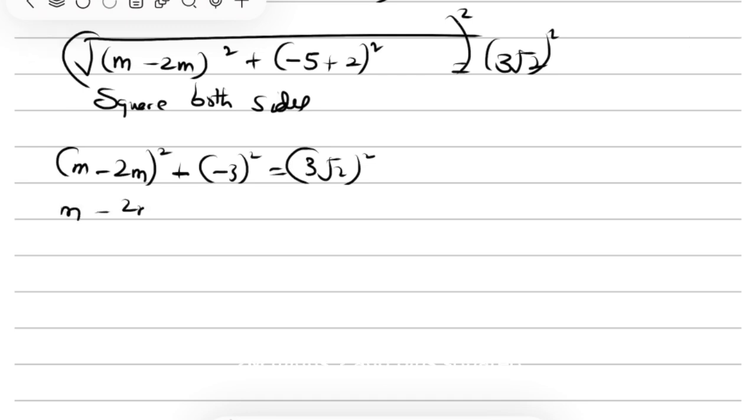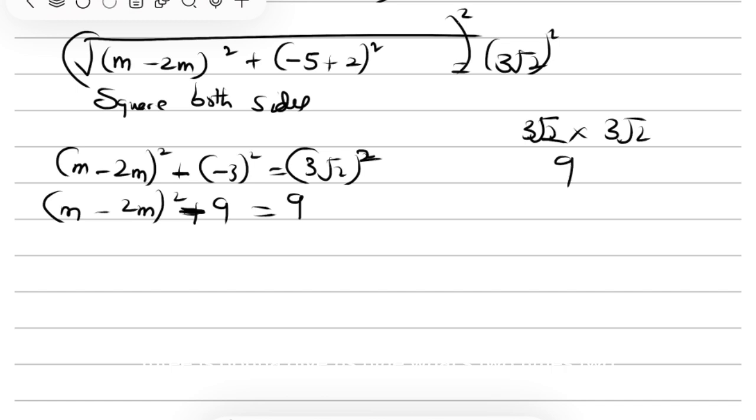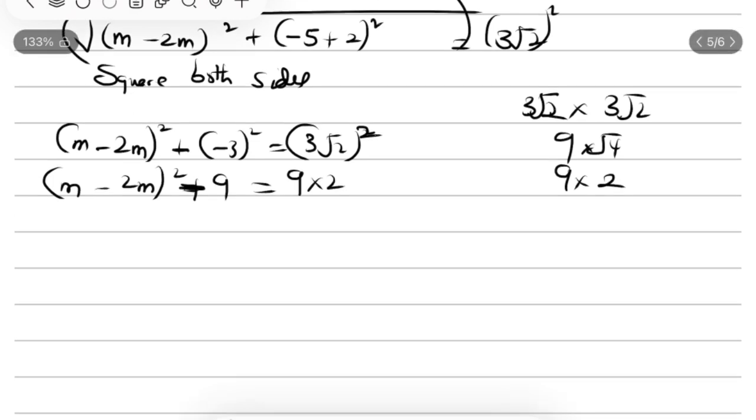So m minus 2m all squared. This one is going to give us plus 9. Then 3 root 2 squared is going to give us 3 times 3, 9. It's the same thing as saying 3 root 2 times 3 root 2. 3 times 3 is going to give us 9. Root 2 times root 2 that is root 4. And what is root 4? Root 4 is 2. So 9 times 2. So we can now write it this way: m minus 2m all squared plus 9 equals 18.